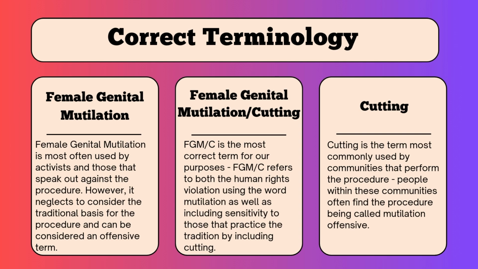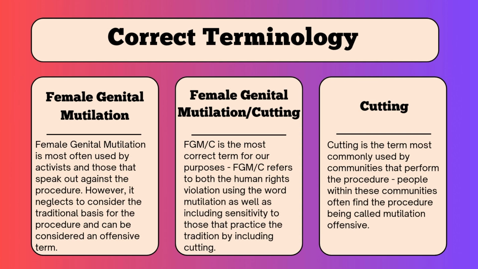Terminology that is correct to use is female genital mutilation, cutting, and mutilation/cutting. Although these three terms are okay, there are differences in when and why each term is used. Female genital mutilation is most often used by activists and those that speak out against the procedure. However, it neglects to consider the traditional basis for the procedure and can be considered an offensive term. Female genital mutilation/cutting is the most correct term for our purposes.